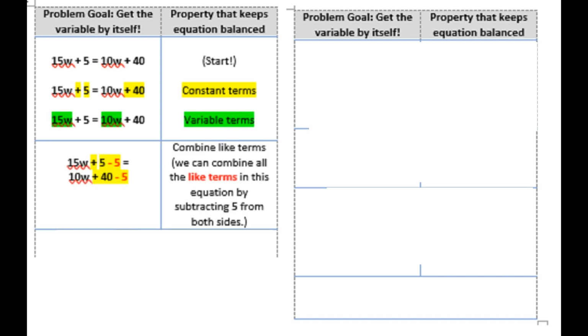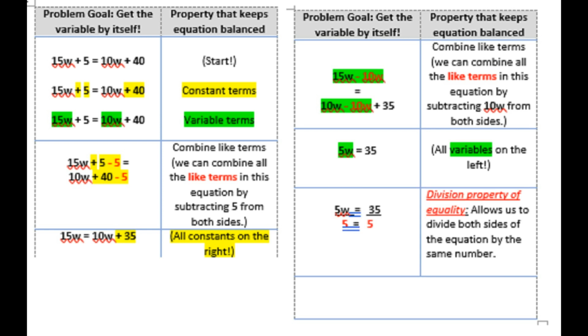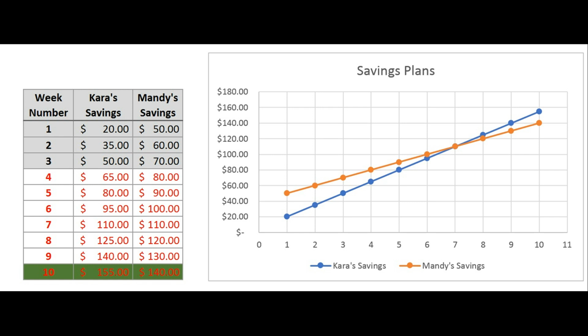So now let's combine our like terms. We're going to subtract 5 from both sides, and that's going to move all our constants to the right. 5 minus 5 cancels out. 40 minus 5 is 35. Now over here on the other side, we have 15W minus 10W equals 10W minus 10W. We're going to subtract 10W from both sides. 5 times something equals 35. Now divide by 5. That's the division property of equality. And look what we have here. W, or our weeks, equals 7. So based on this formula, it predicts that week 7 is where those graphs should intersect. And as we just found out, they do. That's the week where they both earn the same amount of money.